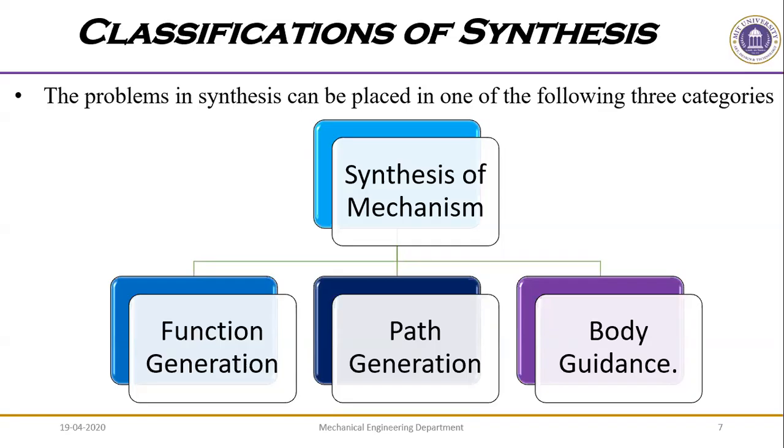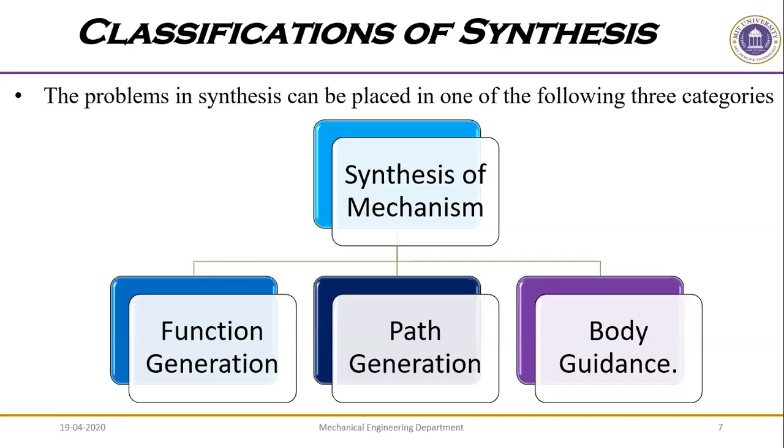In case of path generation, the output should follow the required path. Suppose, take the example of a copying mechanism, the pantograph, you know that. At some point it follows some path, and the output gives you the enlarged path. That comes under path generation. It means the output should follow a particular path, a particular curve. You have studied the coupler curve. There also a point follows a particular curve, a particular path. It comes under path generation.